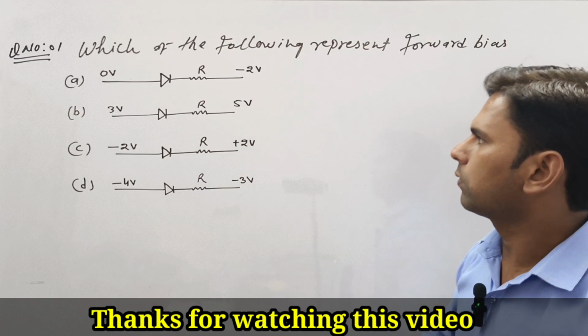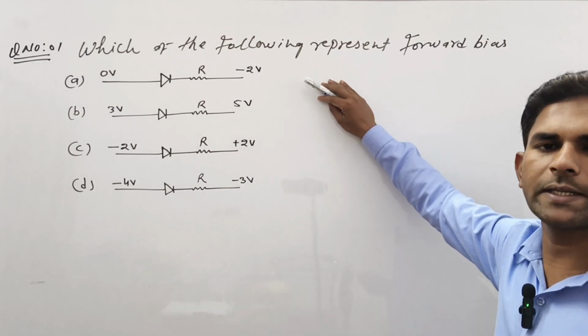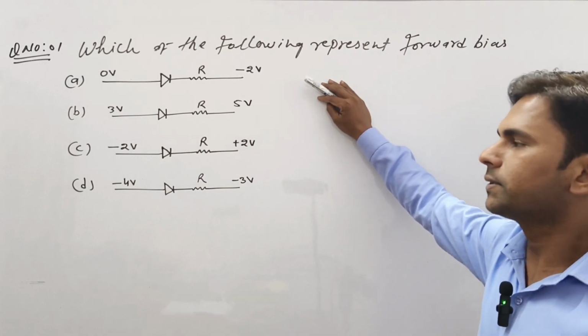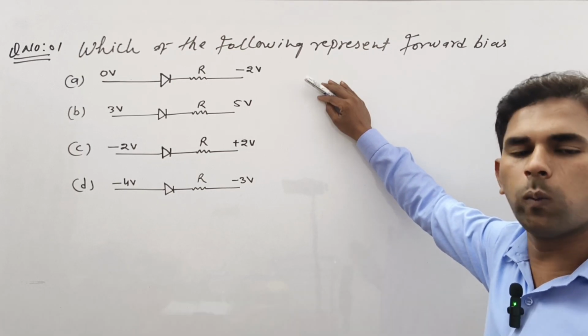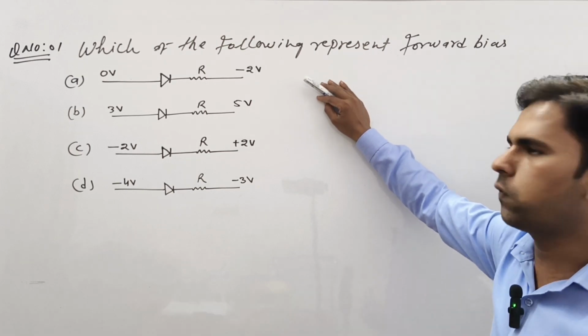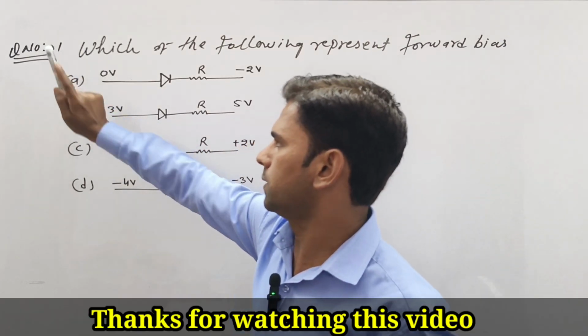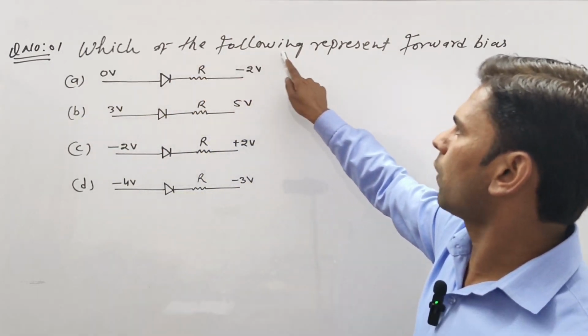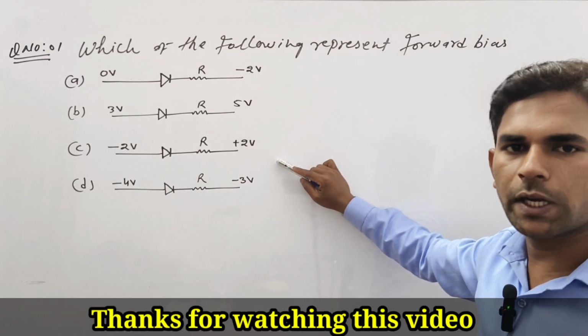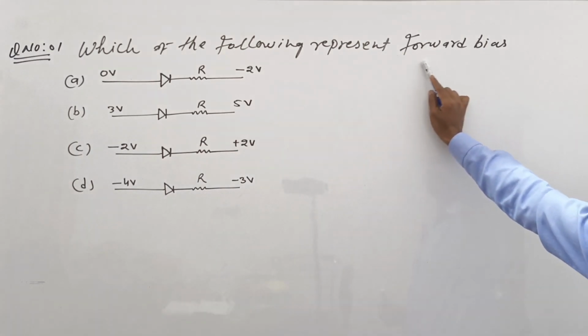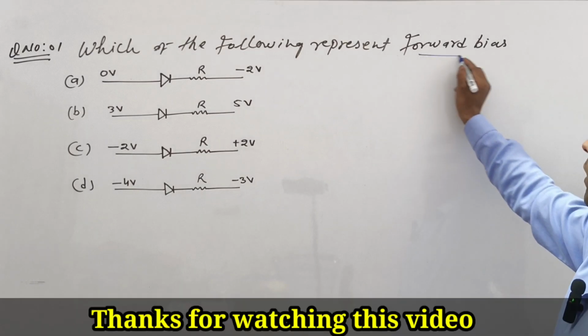Now we are going to solve question number one from the chapter Semiconductor Electronics. This chapter is the most important chapter, and the numericals of this chapter are very important, so please focus here. Question number one is: which of the following represents forward bias? Four configurations are given, and they are asking which configuration shows forward bias.